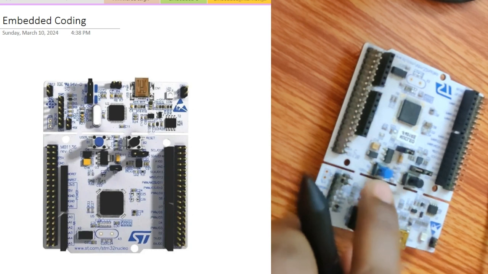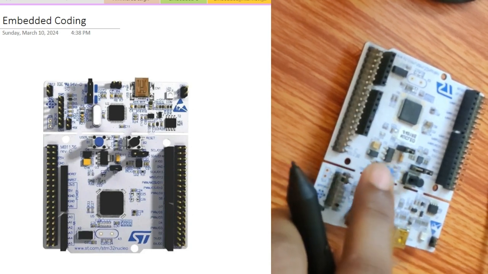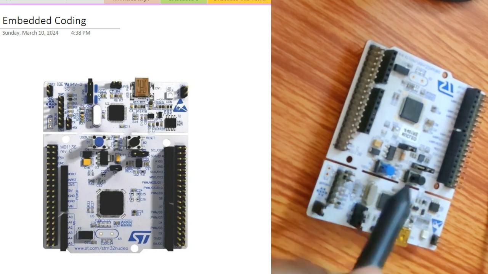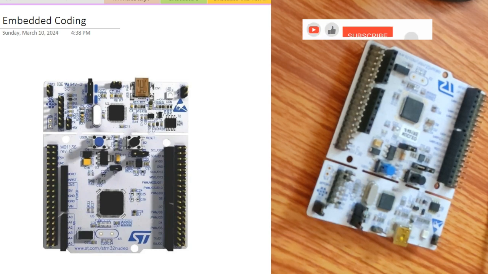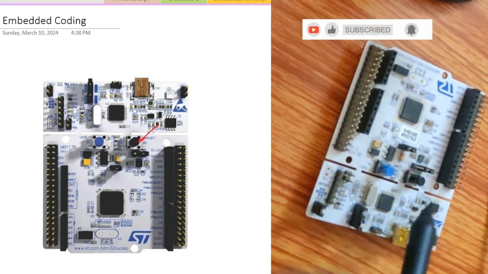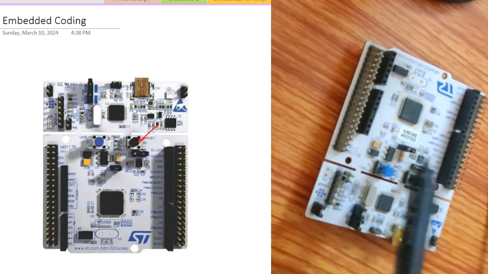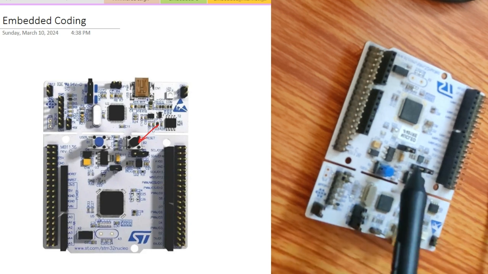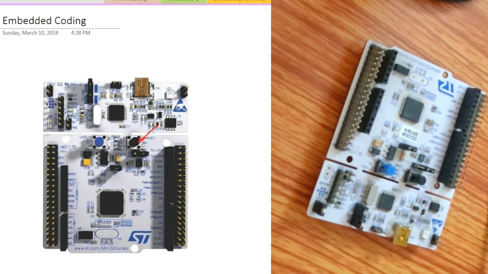There is this blue button, that is the user button. You can manipulate it or assign it to do any work. Then you have this black button, this one. This is the reset button. When you press this button, the code will restart from the main function. Wherever the code currently is, it will stop there and restart from the beginning, that is from the main. And as I already told, this is the user control button.